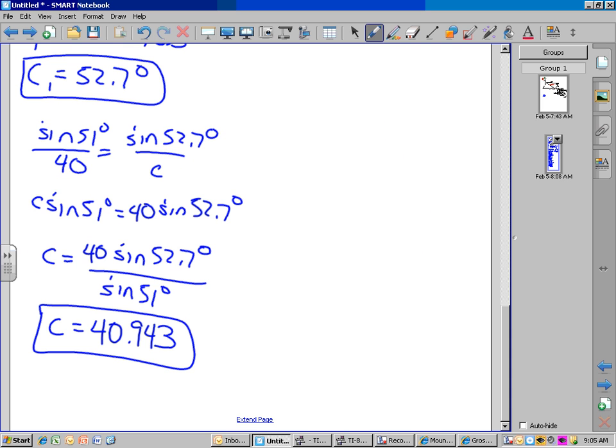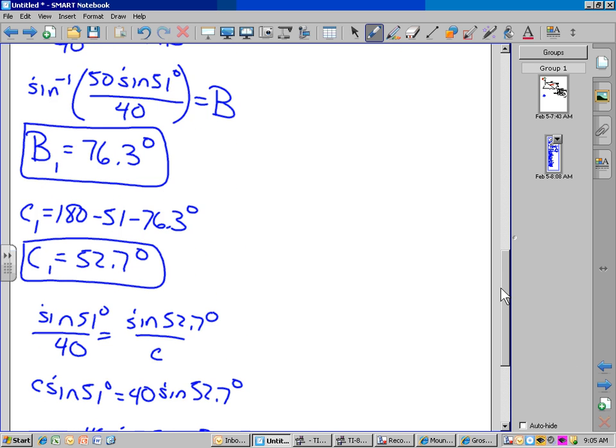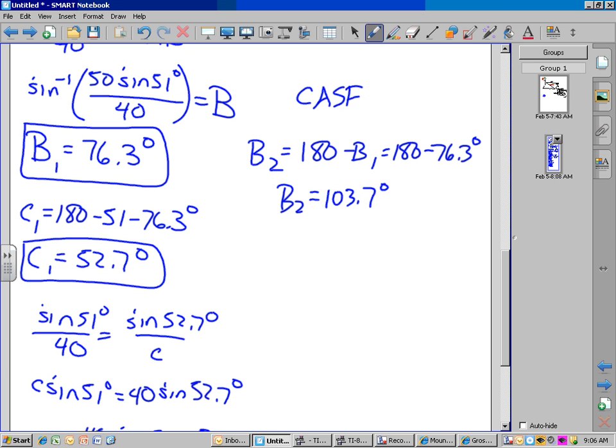Now, because it's a side-side-angle special case, we have to go back to the inverse. Whatever angle we find, which is in this case B, we have to consider two cases for B: B1 and B2. B2 is always 180 minus B1, or 180 minus 76.3. So B2 is 103.7. This is case 2. So that's for our second triangle, our second possibility.